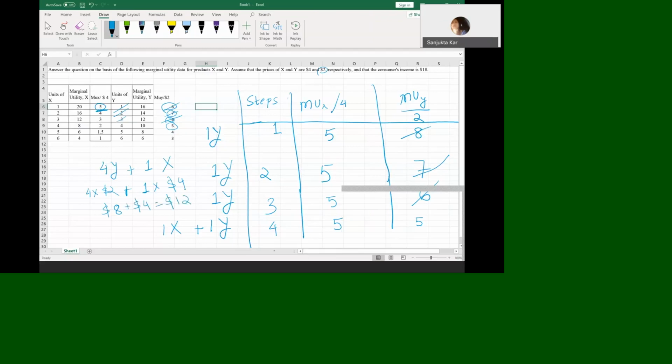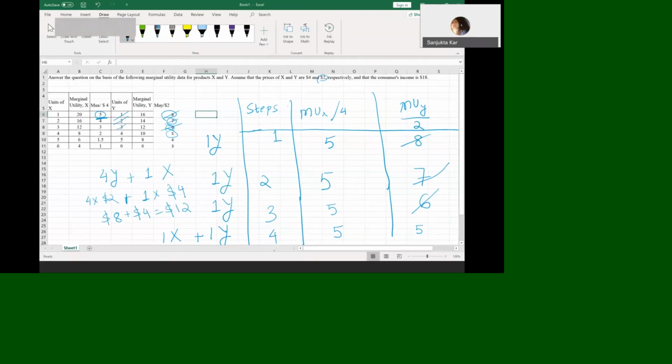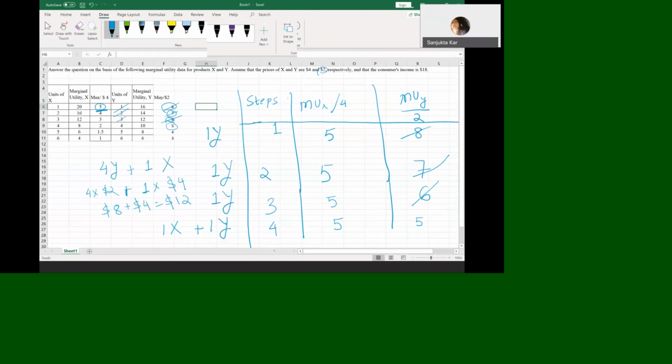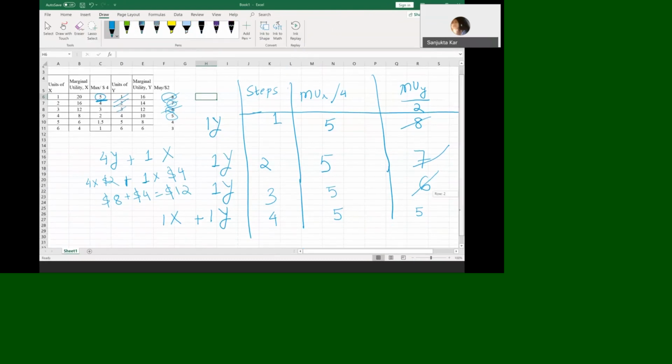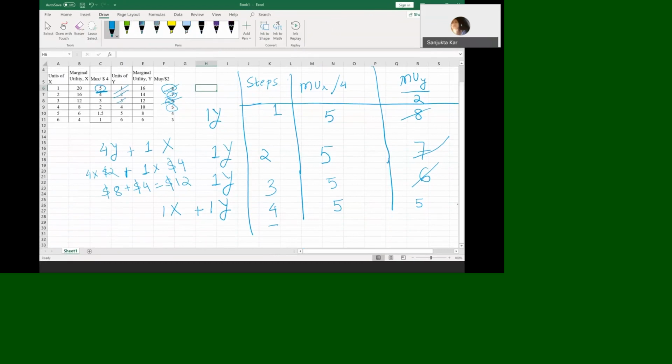Alrighty. So what's going on here? The consumer has an income of $18. So basically, he has some money left and he isn't really spending all his income. And the second condition for consumer optimization was the consumer needs to spend all his income. So let's go and check what happens in other steps.